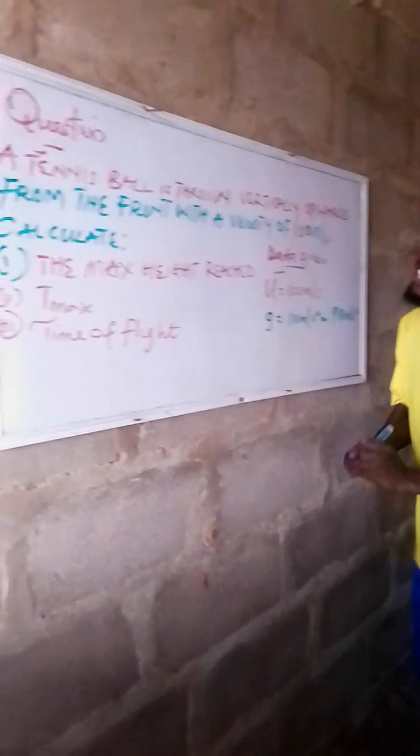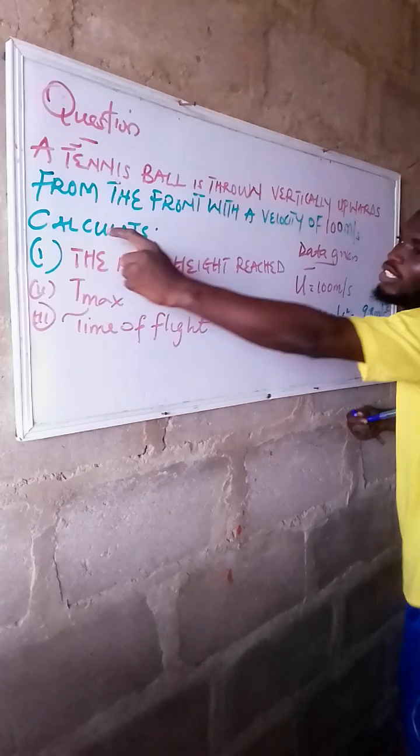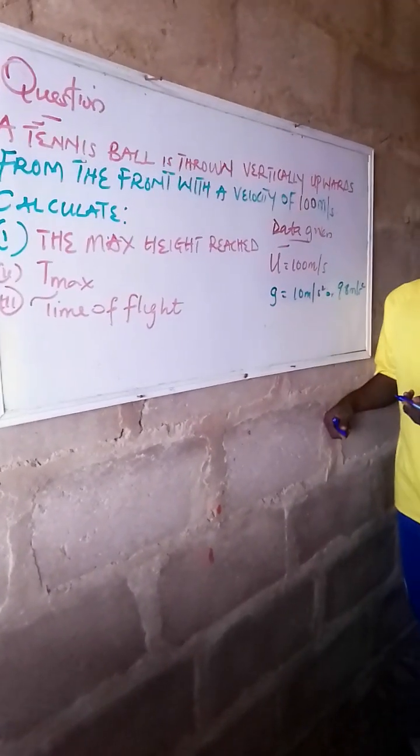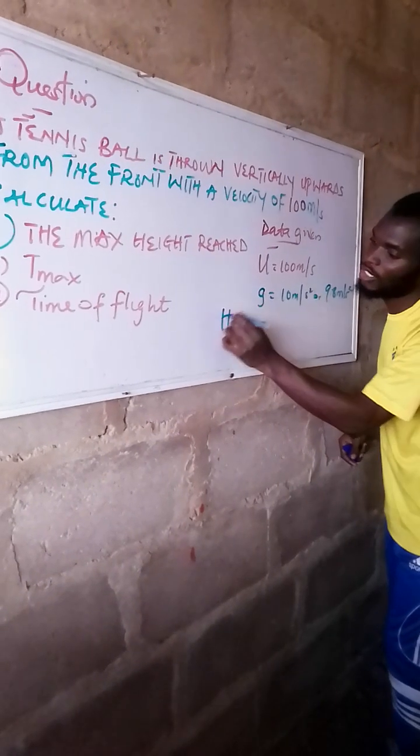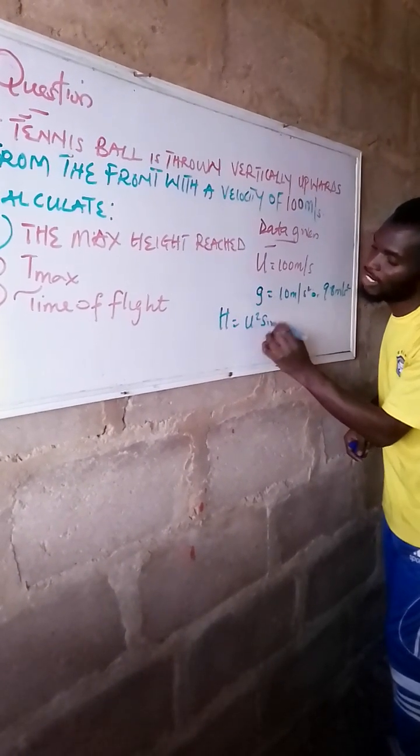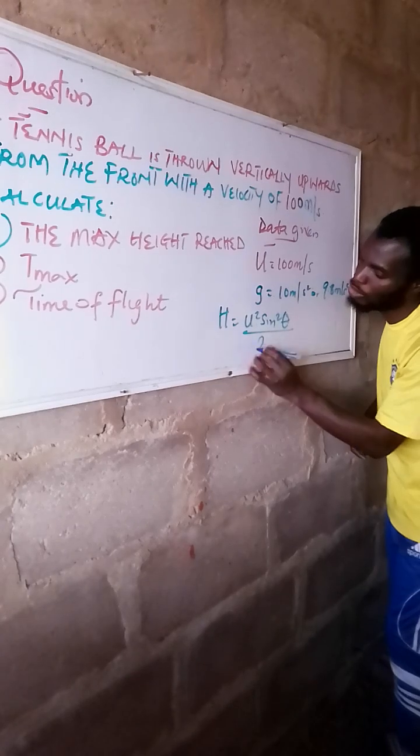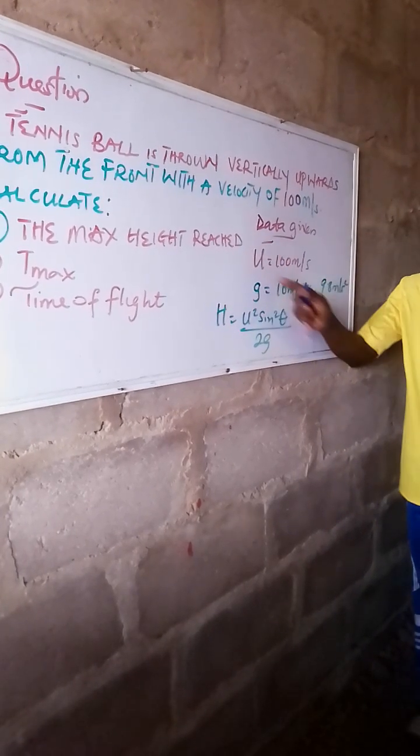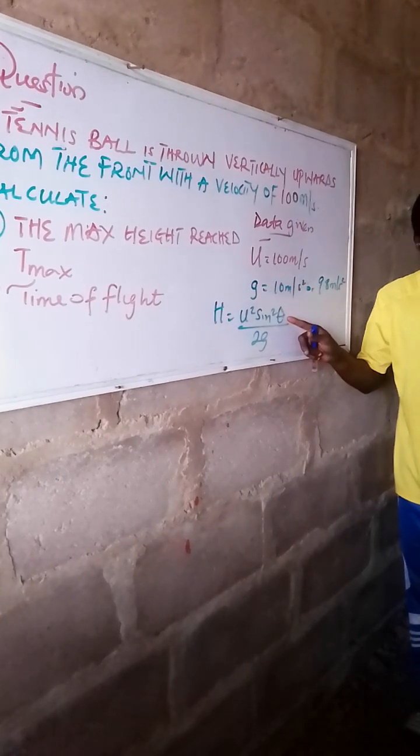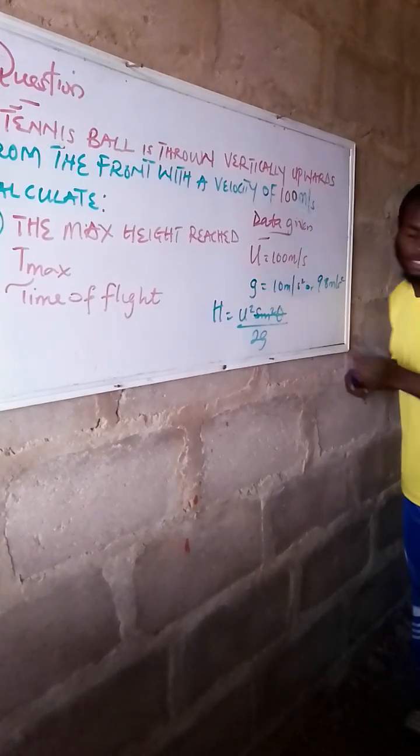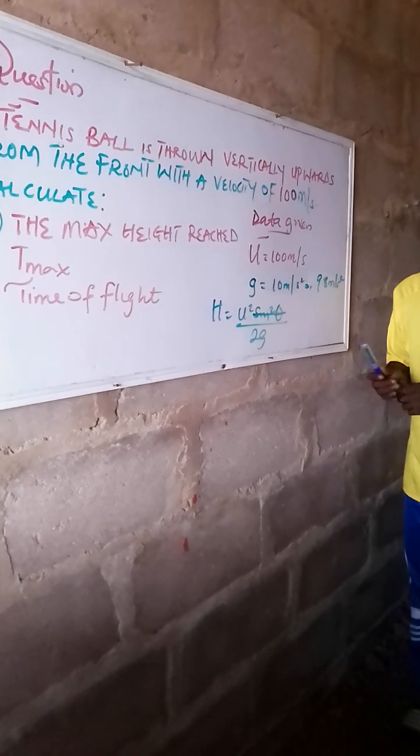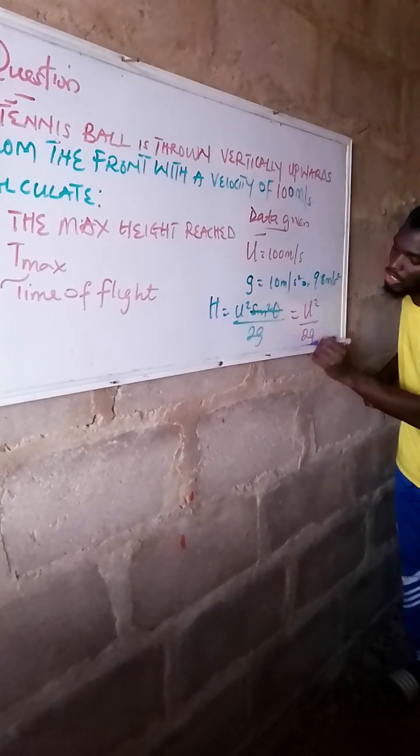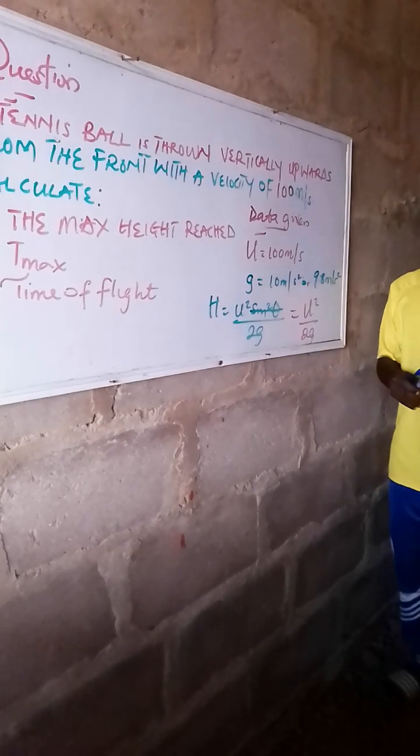Now, what are we asked to calculate? Calculate the maximum height. What is the formula for calculating maximum height? H equals u square sine square theta all upon 2g. This is the formula. But note, we have only two parameters. Are we having the angle, theta? No. So you will erase this. This is erased. Are we together? What are we left with here? We are left with only u square all upon 2g. This is the formula we use.